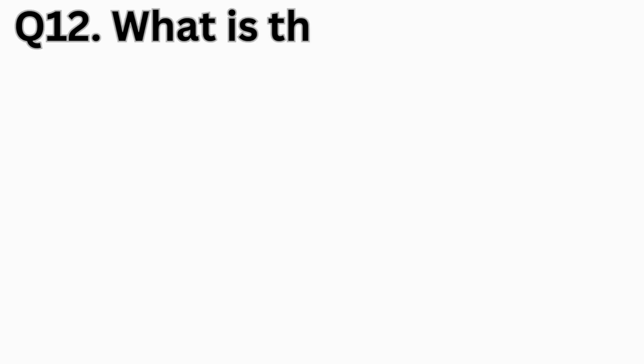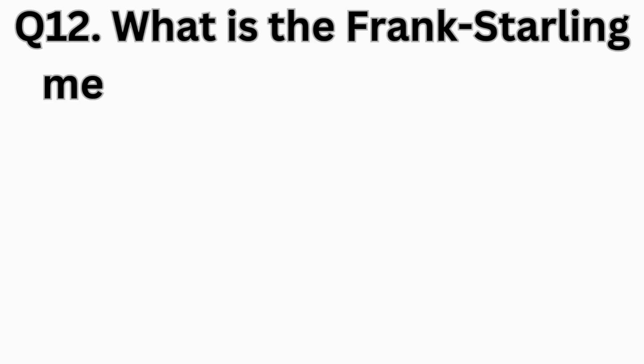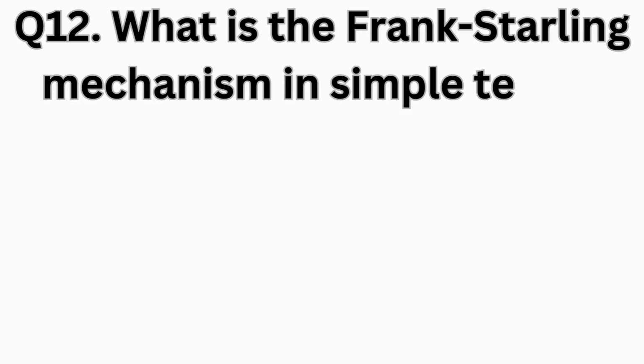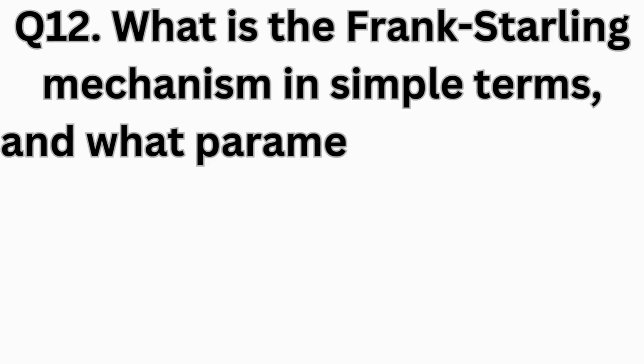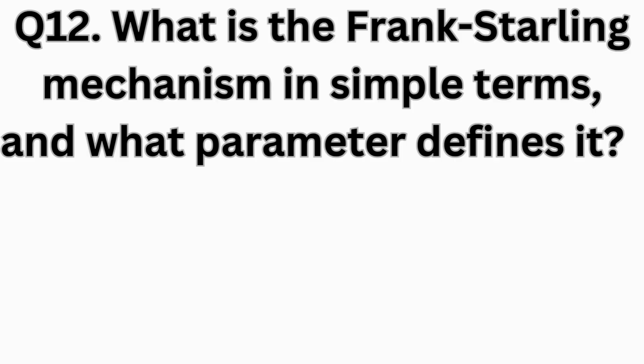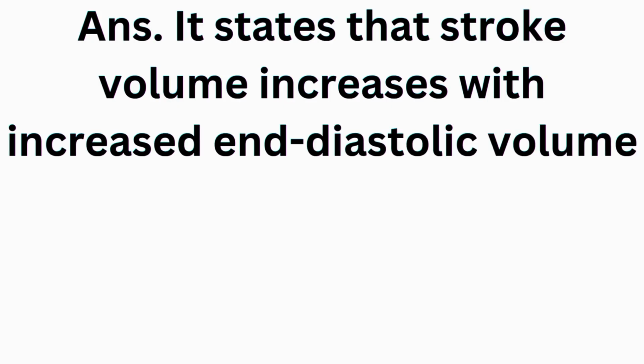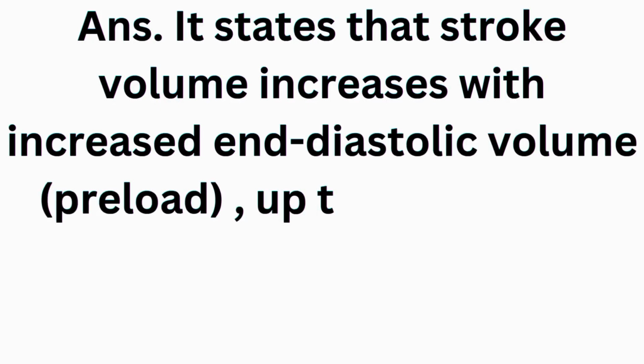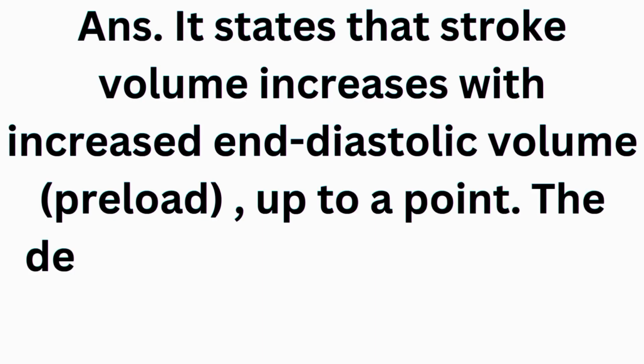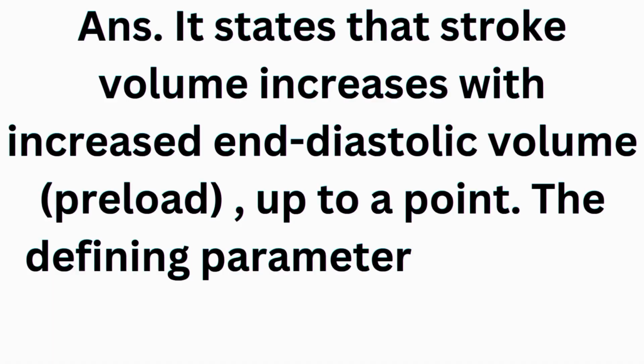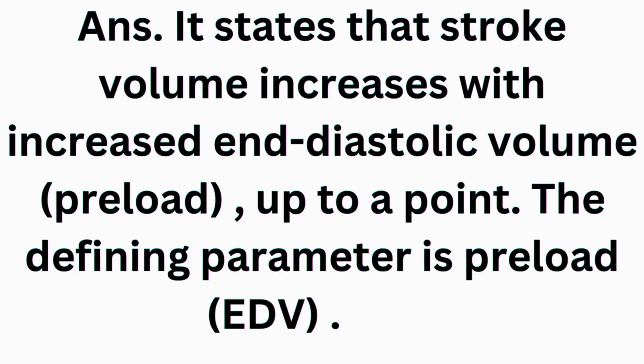Question 12 is about the Frank-Starling mechanism. What is it? And what parameter defines it? You may pause the video now, and here comes the answer. The Frank-Starling mechanism states that stroke volume increases with increased end diastolic volume up to a point, meaning the more the heart muscle walls are stretched by blood filling the ventricles, the more forcefully they contract.